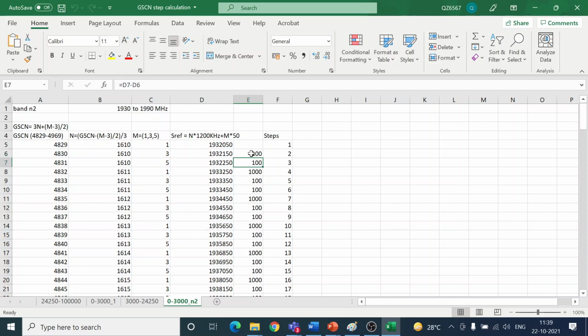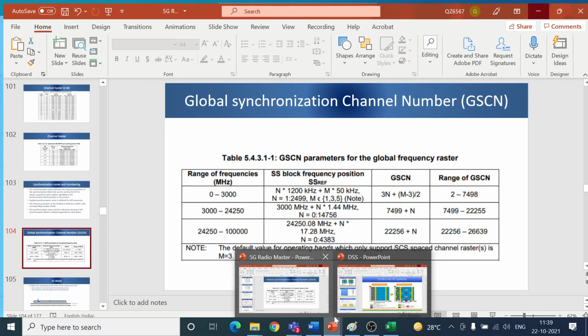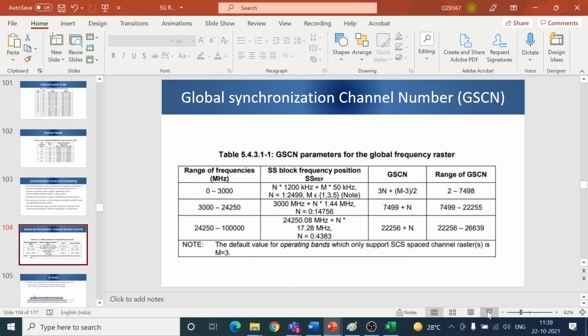So 100 kilohertz, 100 kilohertz, and then it comes to 1000 kilohertz, that is 1 megahertz. So the step size in the first frequency range is 100 kilohertz, 100 kilohertz, 1000 kilohertz, 100 kilohertz, 100 kilohertz, 1000 kilohertz, right? In the second frequency range, from 3 gigahertz to 24 gigahertz, that was 1.44 megahertz in each case. In the millimeter wave, the step size was 17.28 megahertz. I hope I was able to make it clear to you.